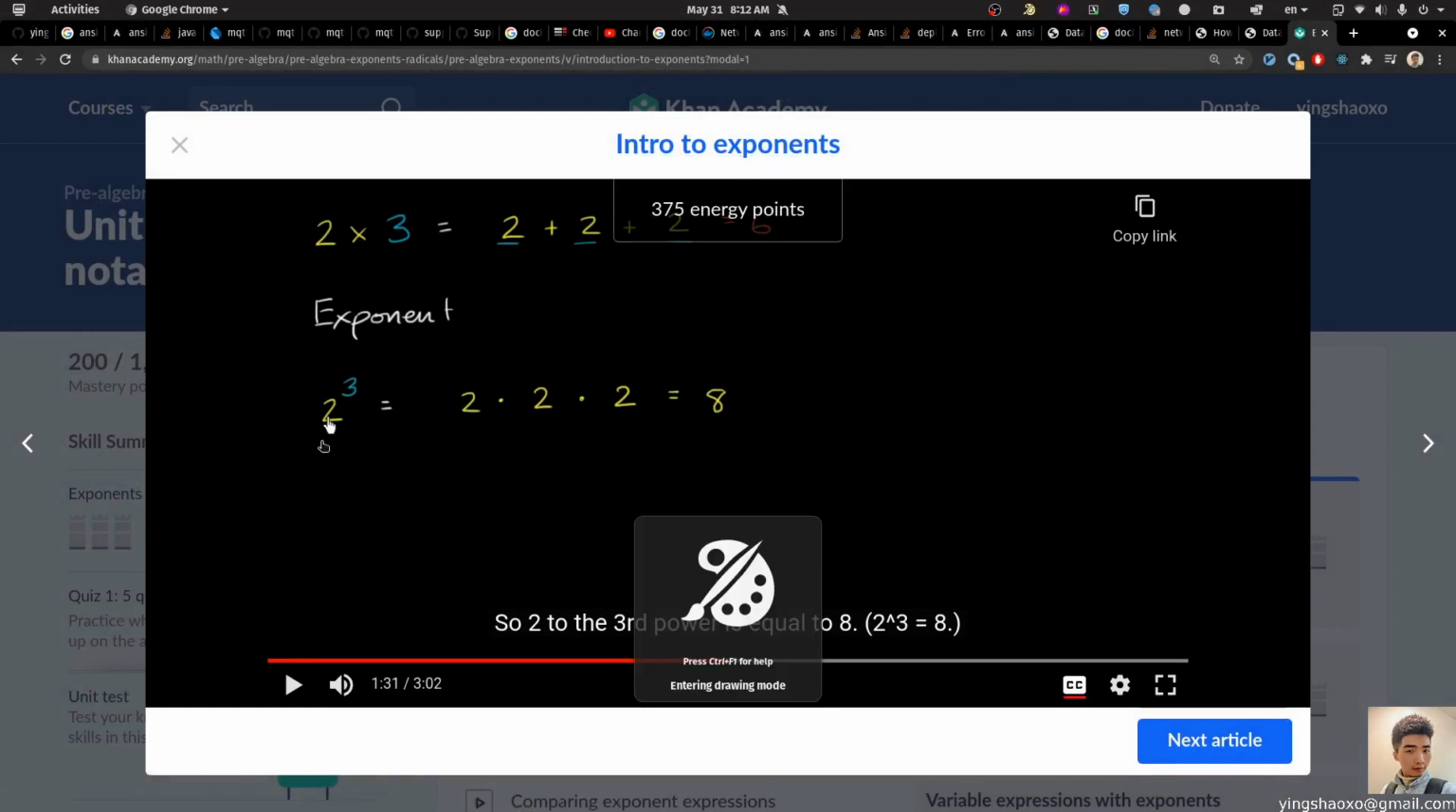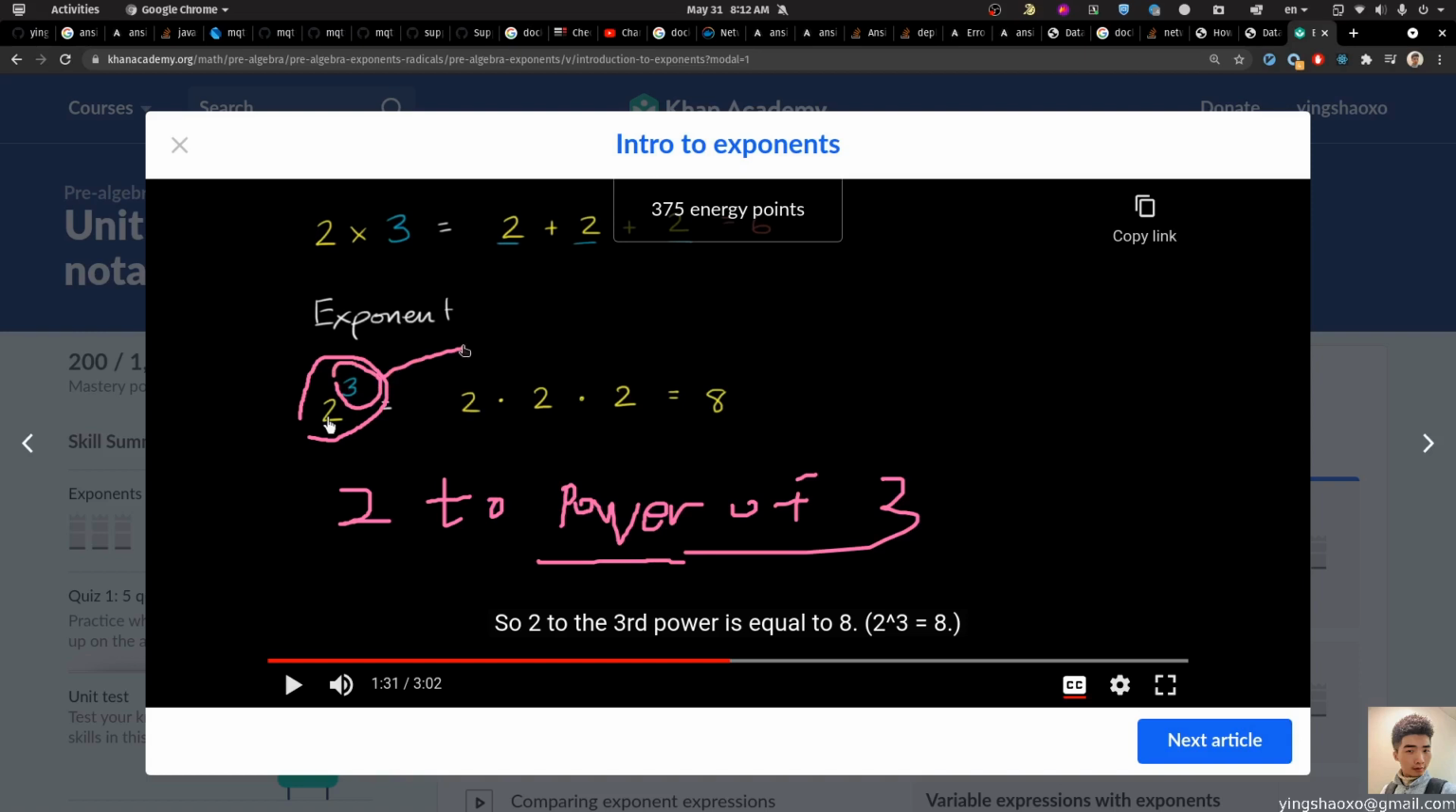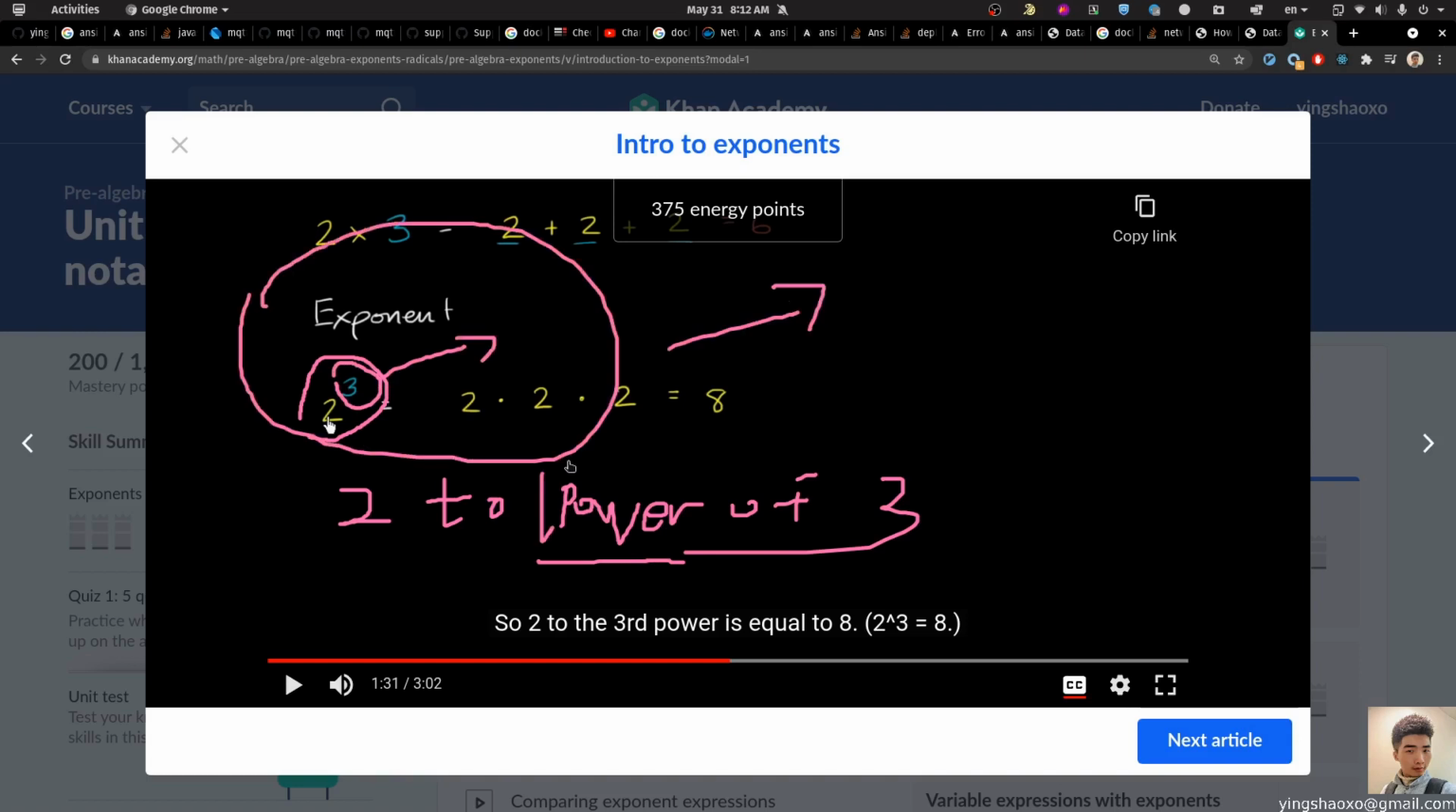Basically we want to read this expression. We would say 2 to the power of 3. Why would we say the power? Because when this number goes very high, the whole result of this expression would go to an unbelievably high level. So it somehow shows the power of it. That's why we call it 2 to the power of.